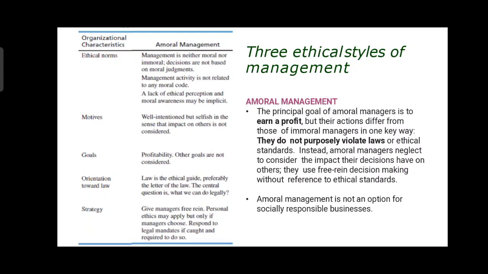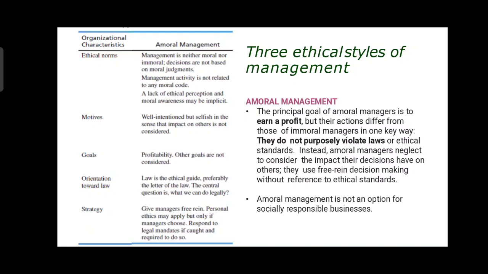So if socially responsible business ka, di gihapon nimo ma-please tanan. So possible doing everything for your organization para ma-achieve ang imuhang goals. Minsan, we don't really intend to violate laws. However, the managers may violate some because of their goals, which is simply to earn profit. So, ang ilang motives is well-intentioned pero selfish in the sense nga ang impact on others, dili kaayo sila sensitive or dili nila i-consider. So, ang ilang goals is only profitability.